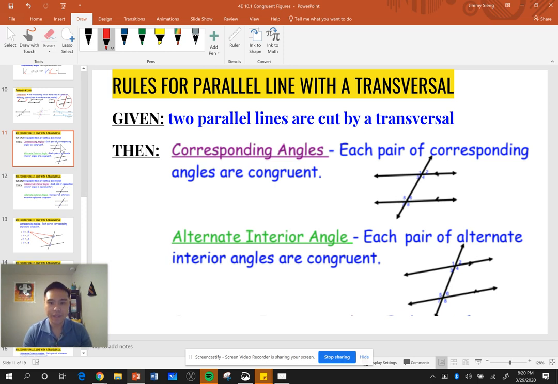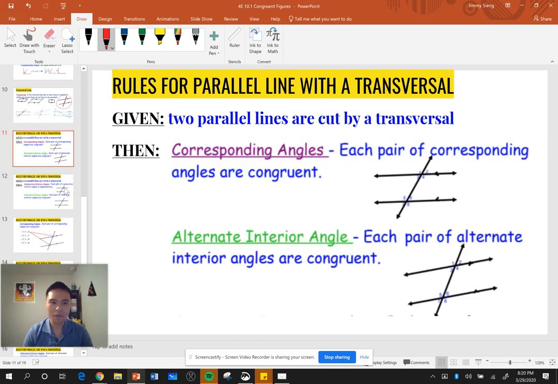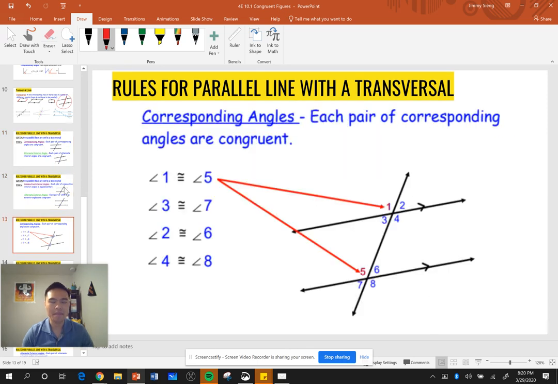Second one is alternate interior angles. When it alternates, we have one on one side and another on the other side of the transversal line. Alternate interior angles can also be congruent. Next, we have consecutive interior angles, which are the inside interior angles. And then we also have alternate exterior angles. Just to go through it briefly, let's go through an example. Here we have corresponding angles.